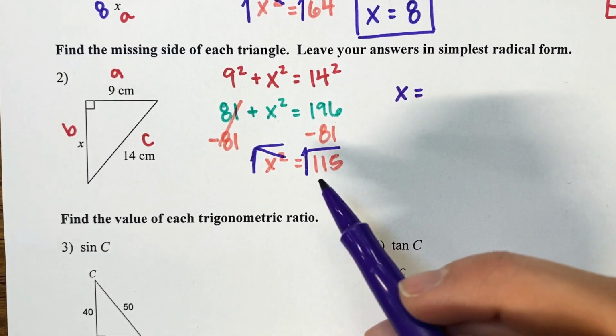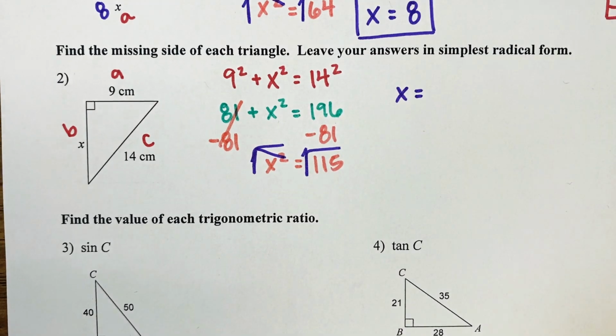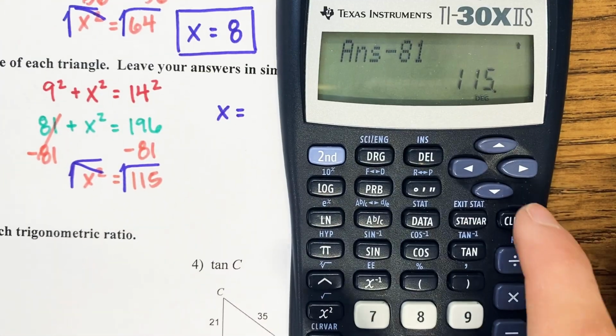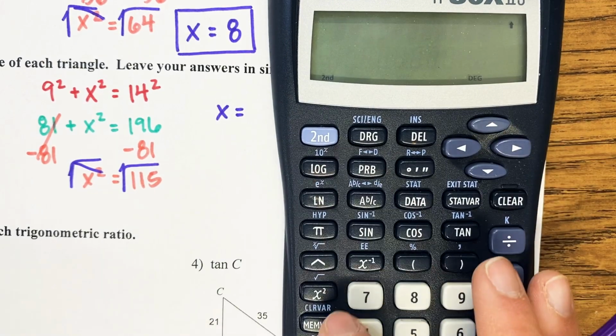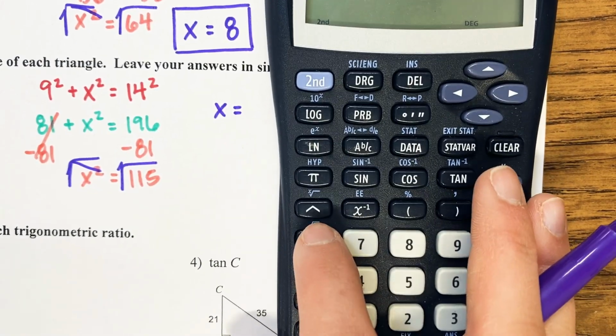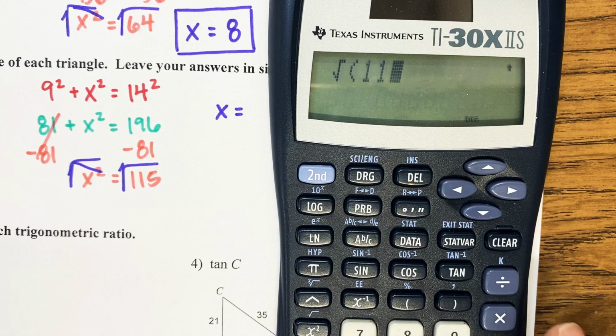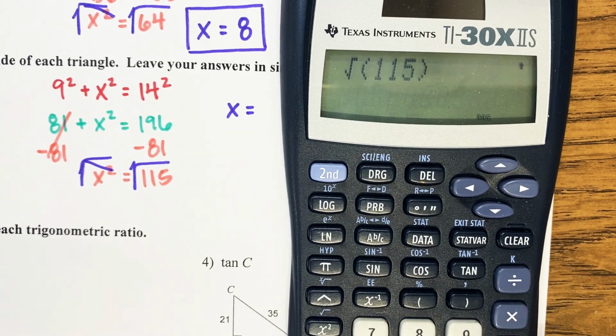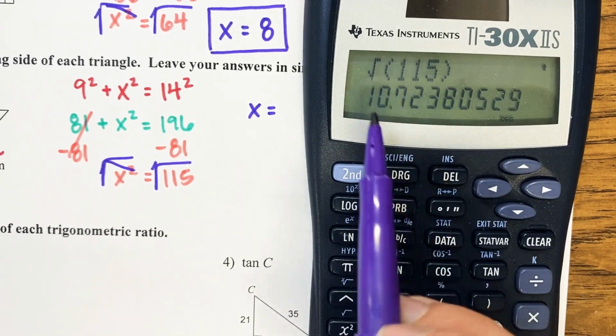Okay, well, what is the square root of 115? I can't think of any number that multiplies by itself to give me 115, so we're going to go ahead and use our calculator. Second square root button down here, 115, and I get this big ugly decimal.